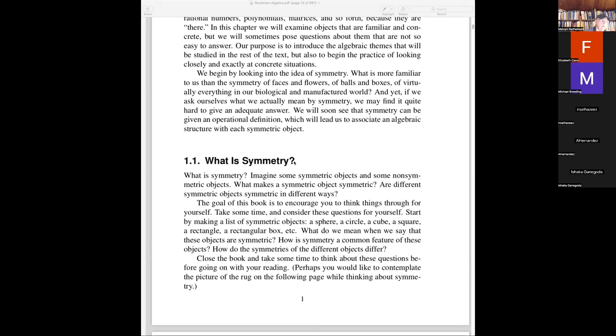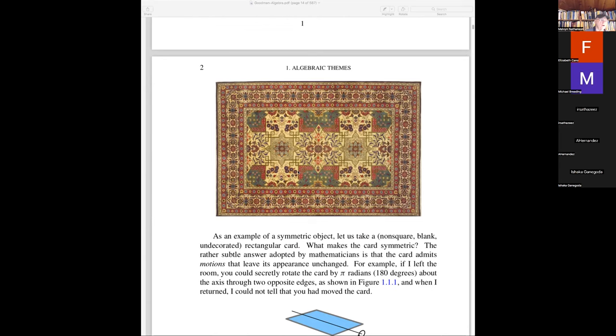Here's a rug, and this shows a certain kind of symmetry. What is the symmetry? Well, let's see. If you were to draw a vertical line through the center of the rug, you see that this is symmetric in the sense that the pattern on the right is exactly replicated on the left. So if you were to somehow reflect this rug through this vertical axis, you would get back the same rug. You wouldn't see any difference.